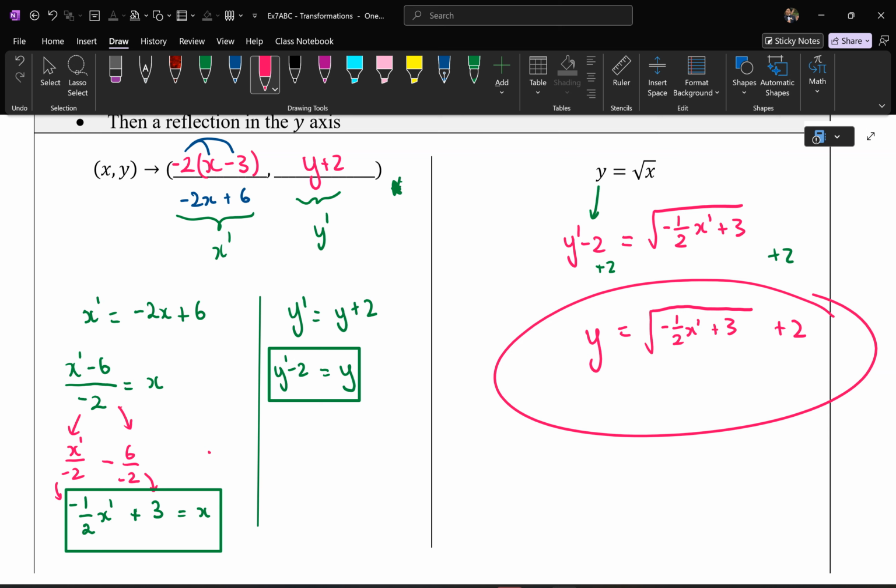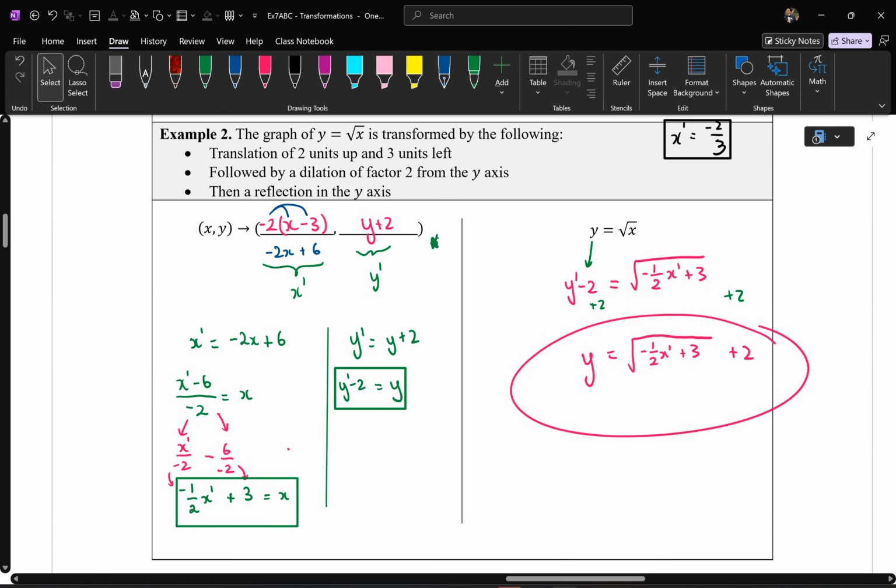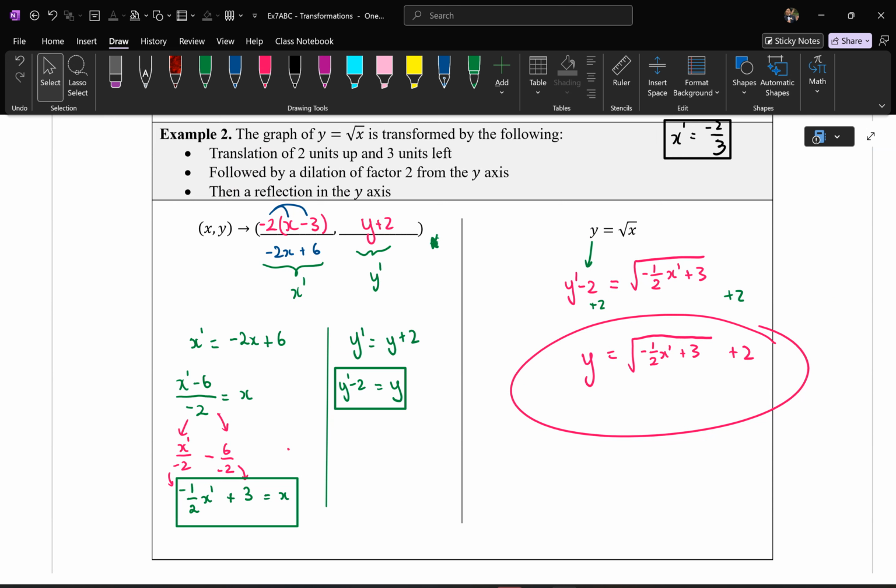Over time, you don't have to do the mapping notation, you can do it by inspection. You start to be able to read it. So you'll be able to read 2 units up, so that's why it's plus 2. 3 units left, that's why it's that plus 3 there. Dilation of factor 2 from the y-axis actually ends up being the reciprocal, so it becomes 1 over 2 rather than just 2. And then reflection of the y-axis, you know it's negative on the x. So over time you can just read it from sequence to equation. Yeah, same thing.